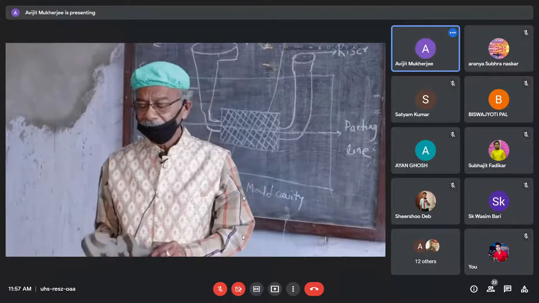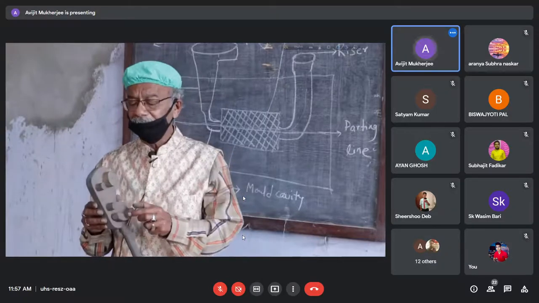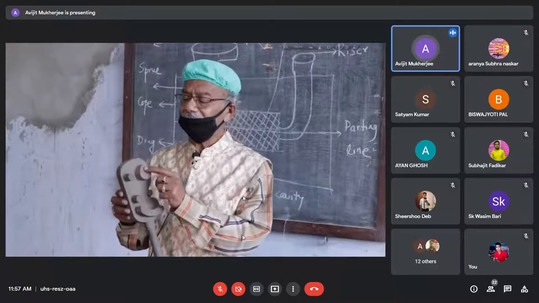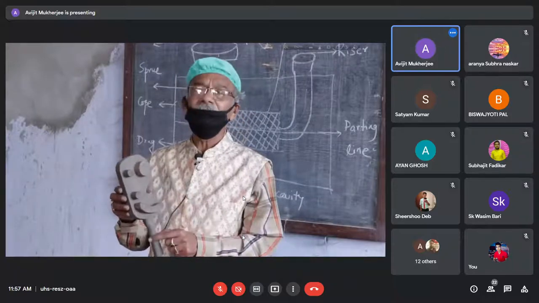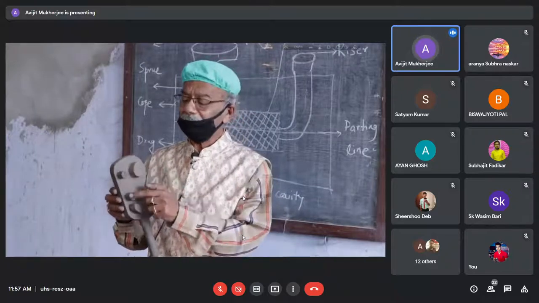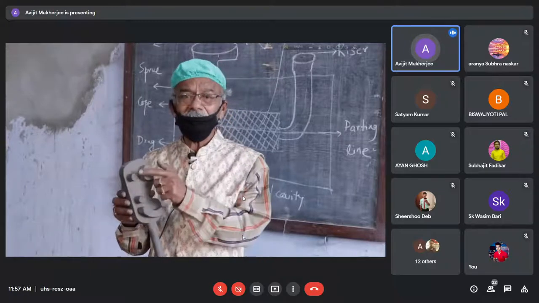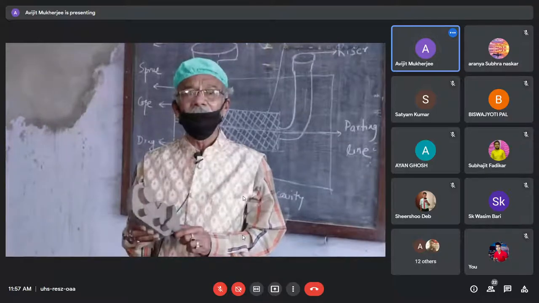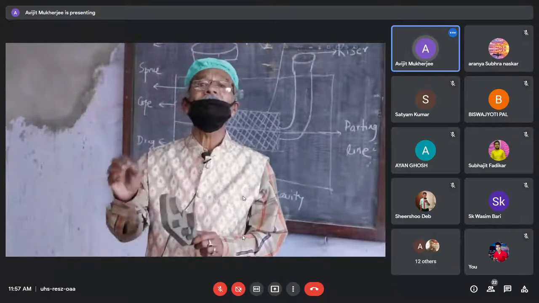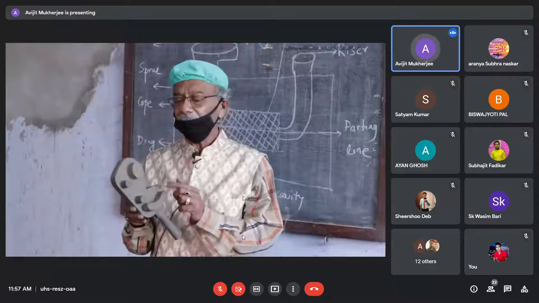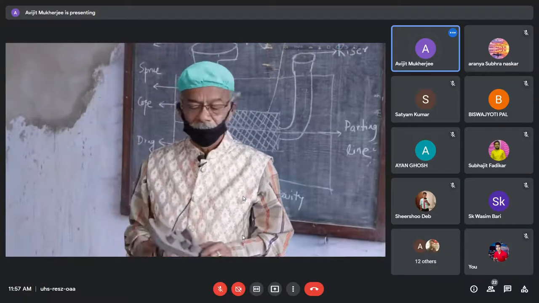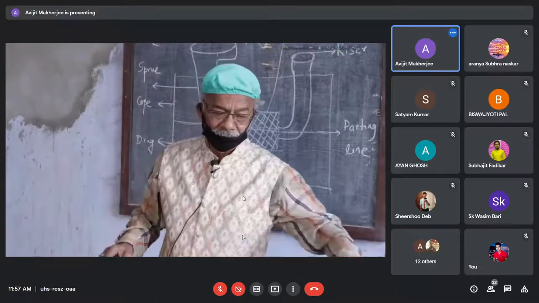So, the definition of core print: it is the added projection. This is not a part of the pattern; rather, it is an added projection on the pattern. The function of the core print is to locate the position of the core as well as to hold the core. So all these four are core prints.